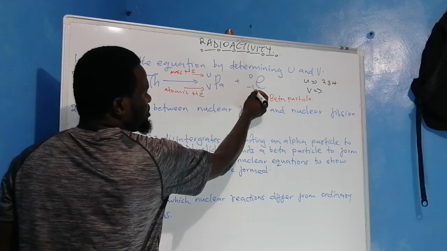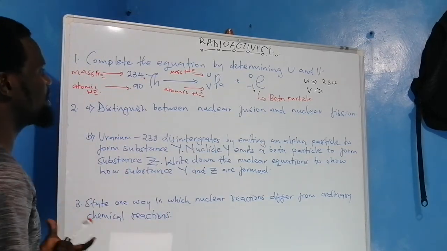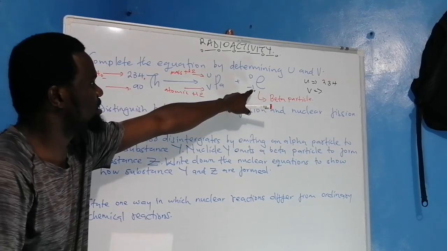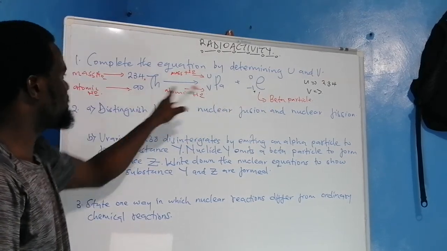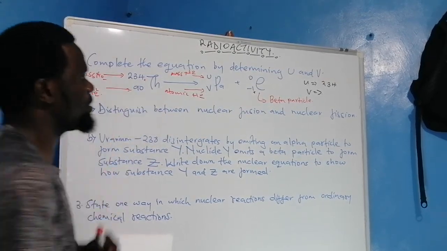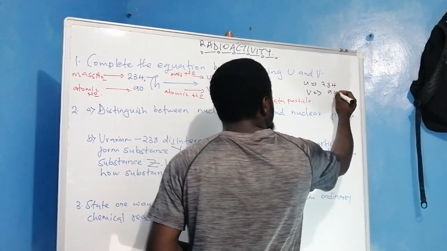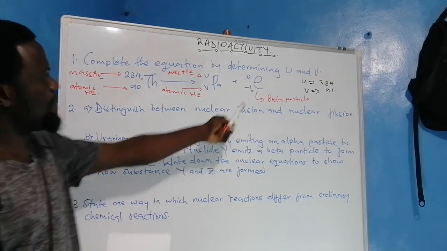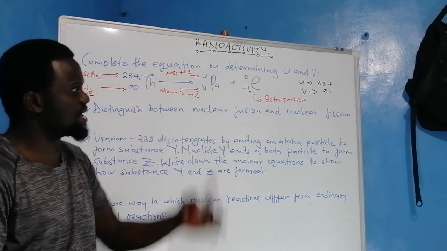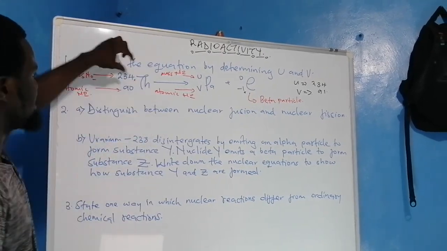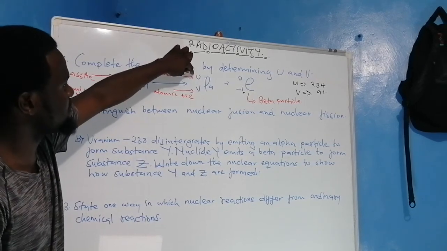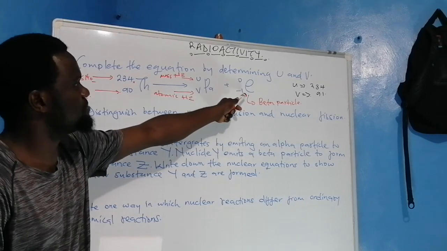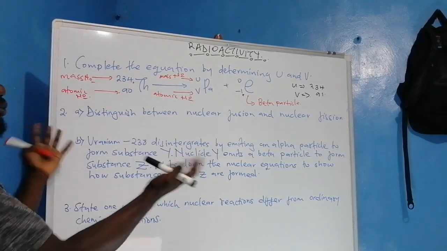Now, some students normally confuse that if it is -1, we're supposed to subtract 1. But in real sense, when it is -1 here, this V is supposed to increase by 1, and therefore V will be equivalent to 91. So whenever beta particles are released during a radioactive decay process, the mass number remains the same because it is 0, and the atomic number increases by 1, as we have in such an equation.